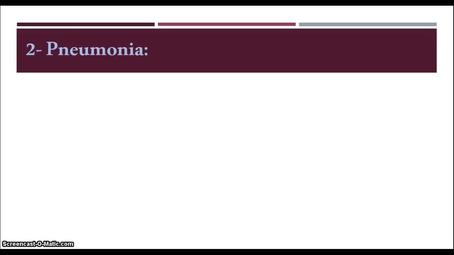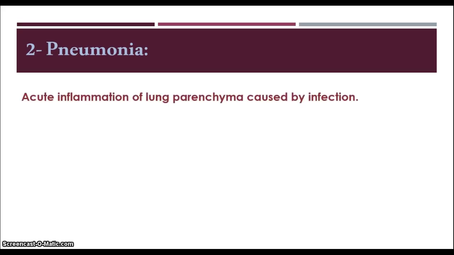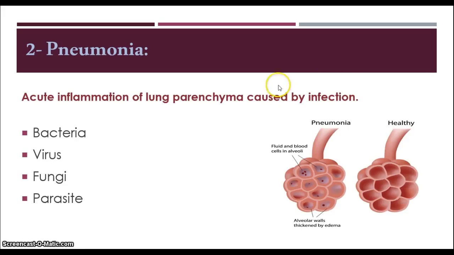The second disease is pneumonia. What is pneumonia? Pneumonia is also an inflammation, but it's an acute inflammation in the lung tissue itself, the lung parenchyma, and mainly it's caused by infection. Whatever type of infection: bacterial, viral, fungal, or parasitic. What happens is that this microorganism, whatever it is, escapes all the defense mechanisms above the alveoli in your respiratory system and reaches the alveoli.